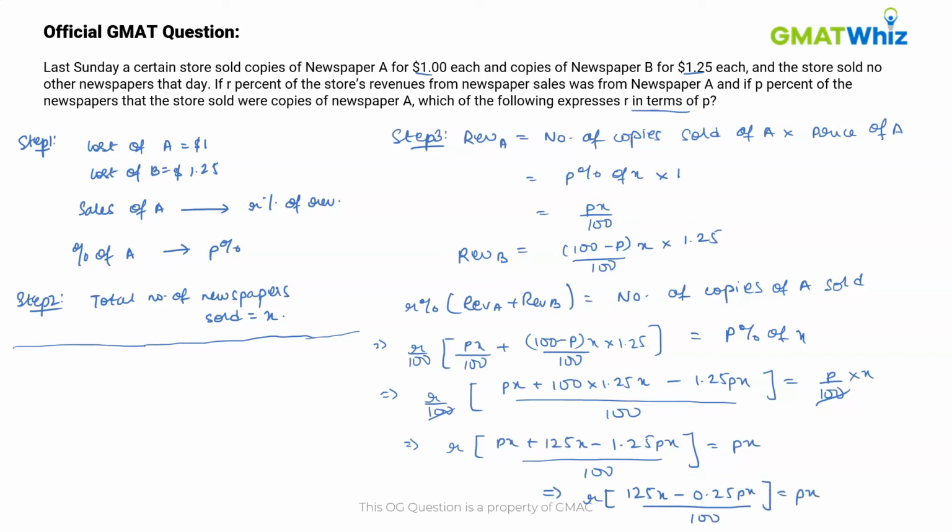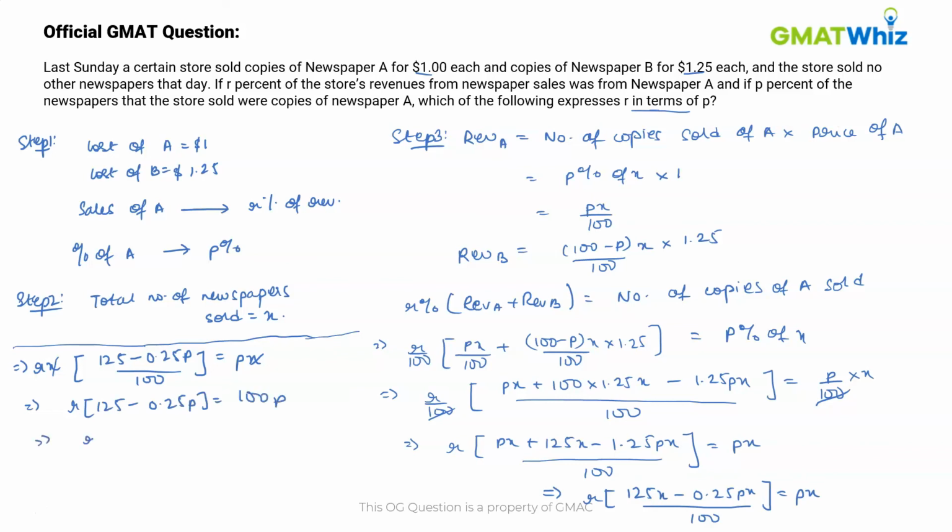Now we can take x common from the left hand side and we have Rx times (125 minus 0.25 P) by 100 equals Px. Now x gets cancelled on both sides and we are left with R times (125 minus 0.25 P) equals 100 P.